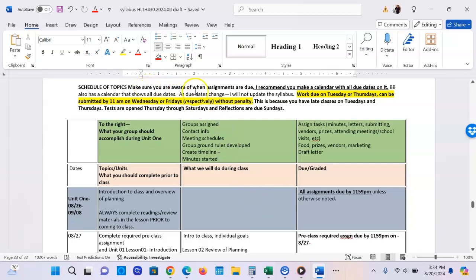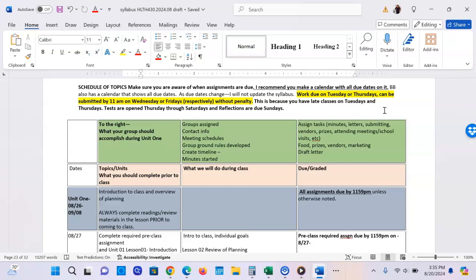What you need to be sure of is that you're aware of when things are due. I would use a calendar to keep up with all the dates. Work is usually due on Tuesdays. Work that is due on Tuesdays or Thursdays will all be due at 11:59 p.m. But work submitted on a Tuesday or Thursday can be submitted by 11 a.m. on Wednesday or Friday without penalty.